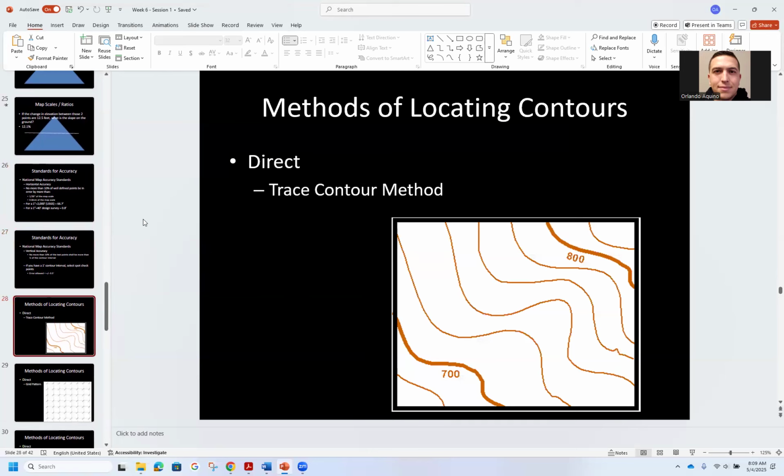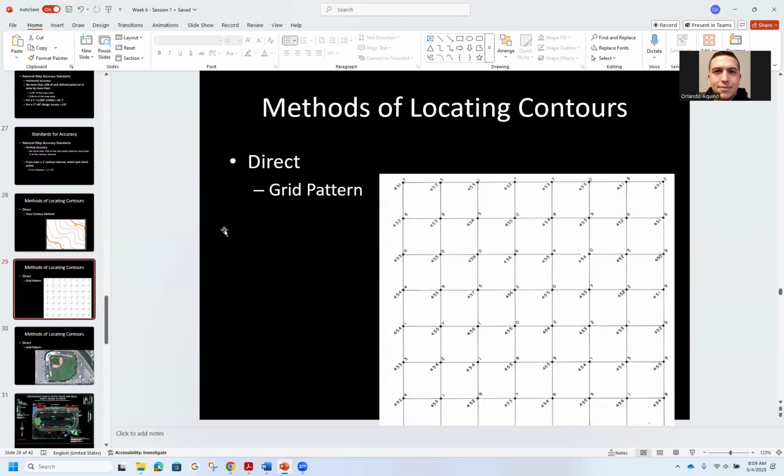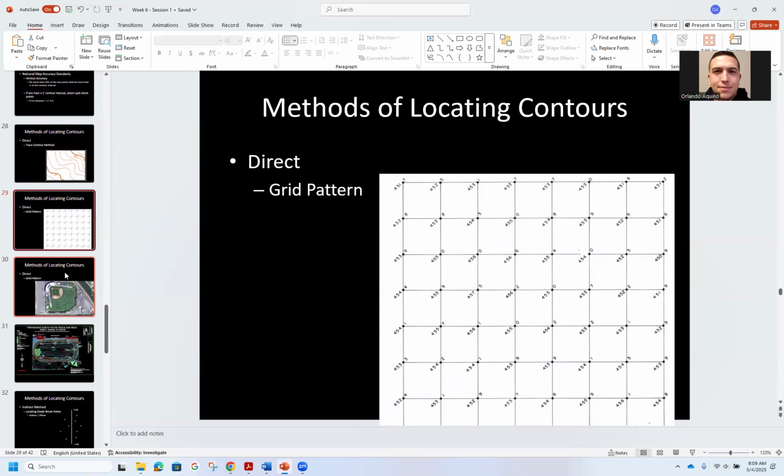So there are methods of locating contours. There's what we call the direct trace contour method. That would be something like this, where you have a grid system set up, and you establish these grid points and trace like that, 454 to 455, 4 to 55 here, to get that contour interval, right? That's what a direct method would look like.